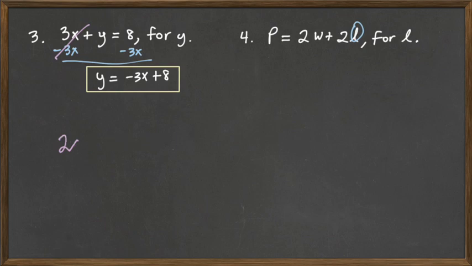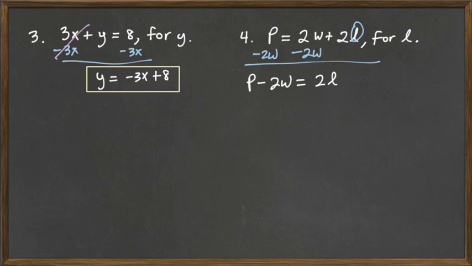So it's kind of the same idea here. We would have subtracted 7 on both sides there. So we're going to do the same type of thing here. We're going to subtract 2w on both sides. I want to get rid of that 2w term. So we're going to get p minus 2w on the left. Notice these guys cancel, and on the right you're left with 2l. Now we can divide by 2. We get p minus 2w over 2. Now our 2's cancel, and we're left with l.